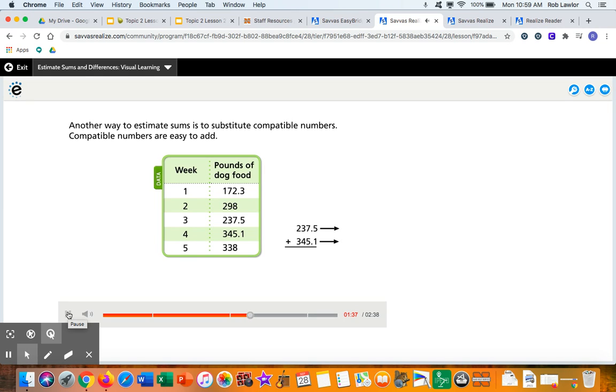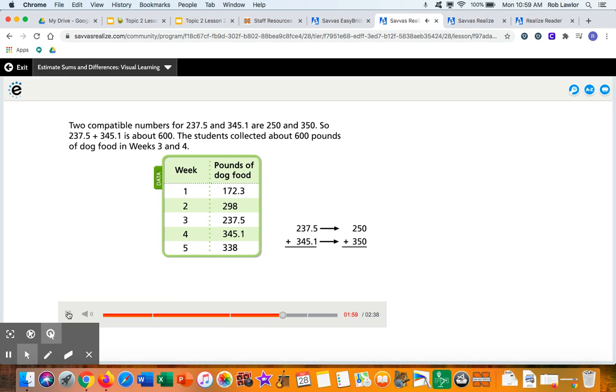Another way to estimate sums is to substitute compatible numbers. Compatible numbers are easy to add. Two compatible numbers for 237 and 5/10 and 345 and 1/10 are 250 and 350. So 237 and 5/10 plus 345 and 1/10 is about 600. The students collected about 600 pounds of dog food in weeks 3 and 4.